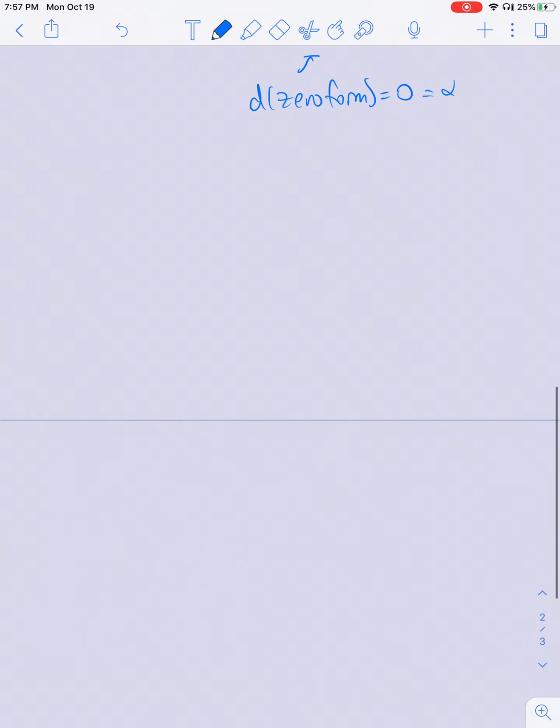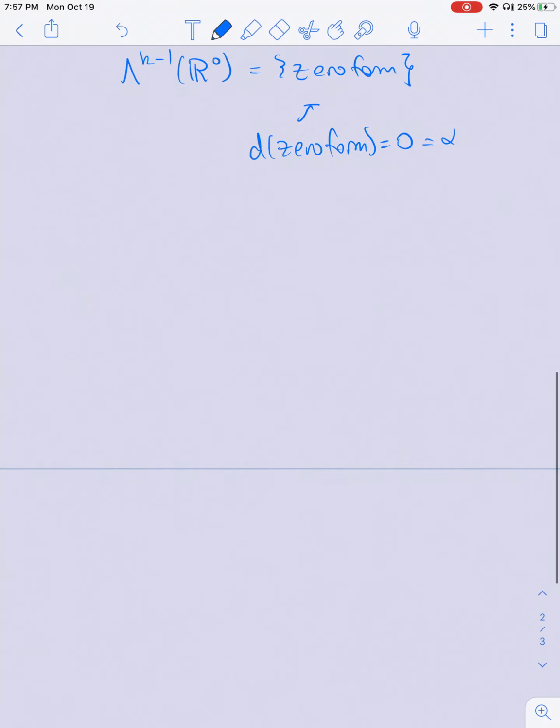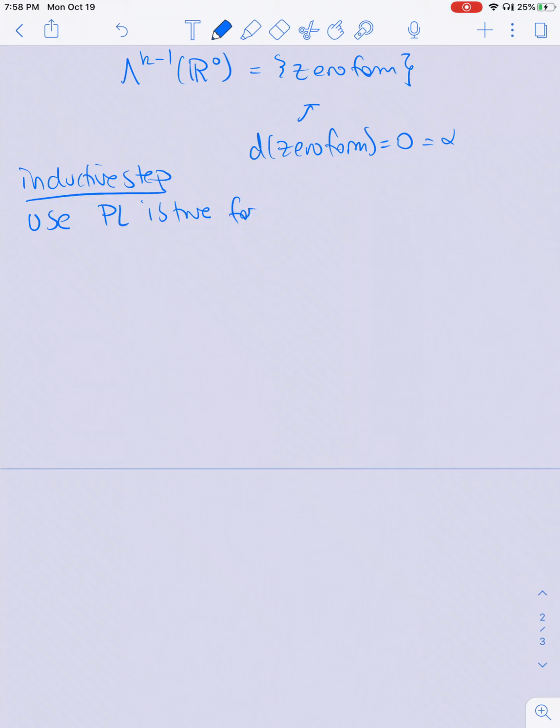The way that we are going to explain how the inductive step works, it helps to draw a diagram. So this is our inductive step. We're going to use that the Poincare lemma is true for all k forms on Rn, and then prove the Poincare lemma for k forms on Rn plus 1.